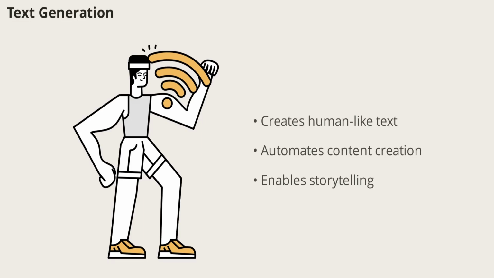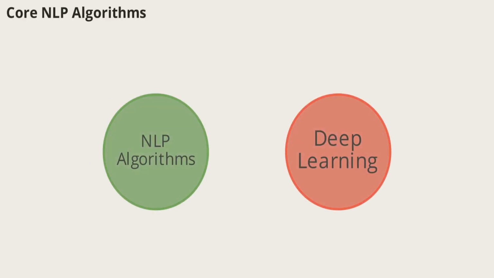for automation and creativity. NLP relies on a variety of algorithms to process and analyze language. These include rule-based approaches, statistical models, and more recently, deep learning techniques. Each algorithm has its strengths and weaknesses, and the choice depends on the specific task and available data. Understanding these algorithms is key to building effective NLP systems.